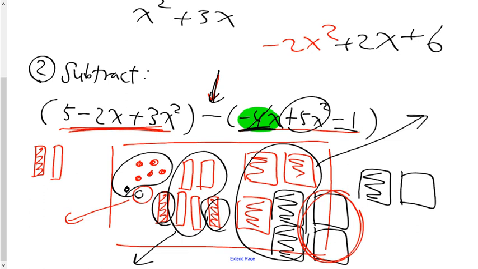So keep in mind when you reorder your terms and when you gather your like terms at the end of your modeling, gather them in descending degree of terms. And that is the answer we need.